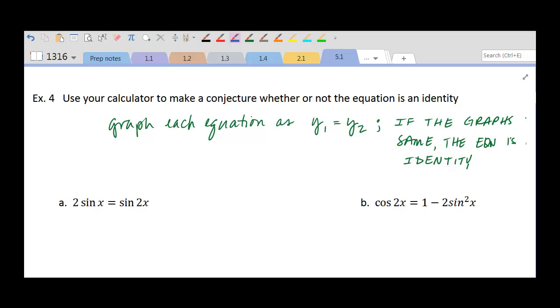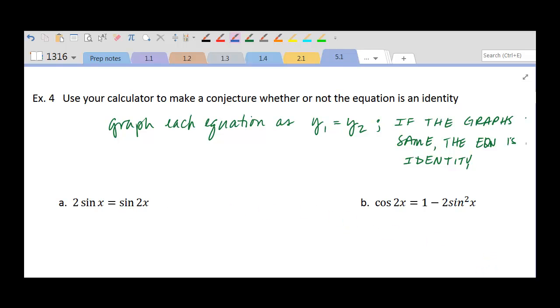Okay, finally, let's let our calculator help us make a conjecture about whether or not a statement is an identity or an equation. Okay, so here is the first example. I have 2 sine x, and I want to find out whether or not that is an identity for sine 2x. In other words, I'm going to take the left-hand side, graph it as y1, the right-hand side, graph it as y2, and I'm going to see what their graphs look like.